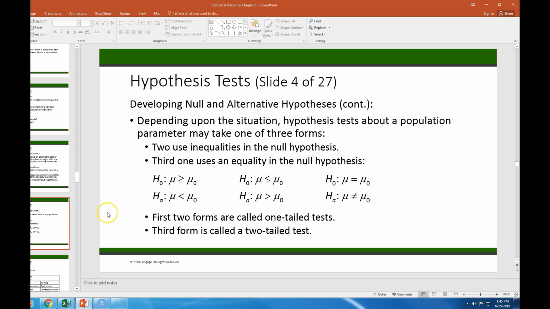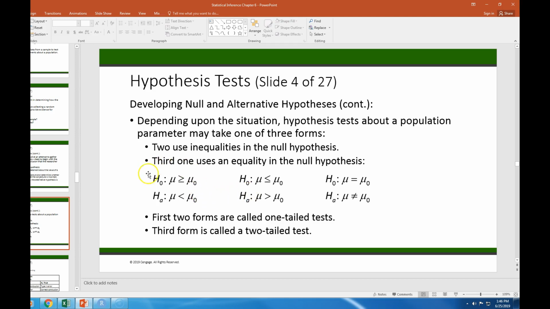So on this slide, what you see is three different types of null hypothesis. The first two types here are one-tail tests, and the third one is a two-tail test. The reason why it's called one-tailed and two-tailed is which side of your distribution is the rejection tail.